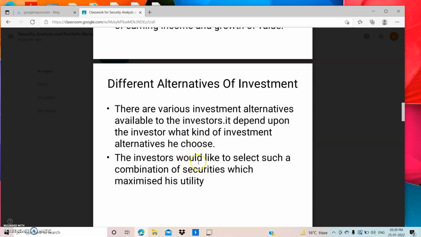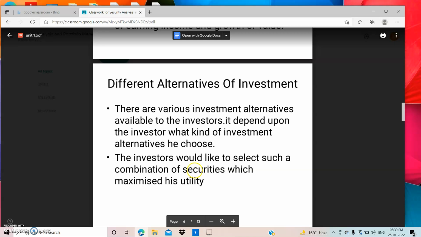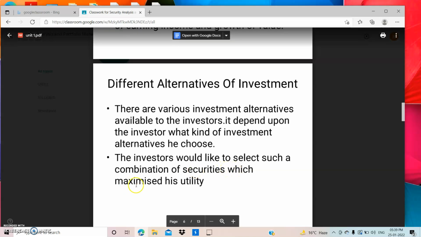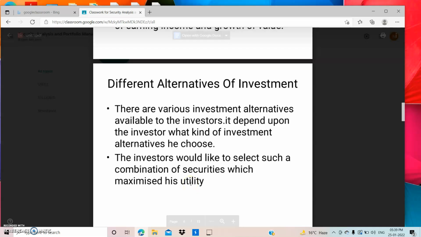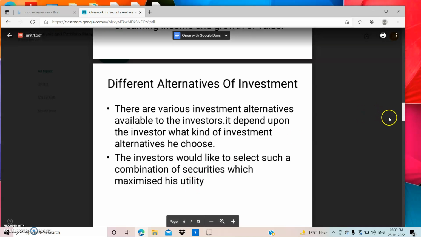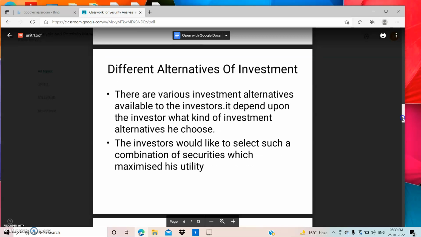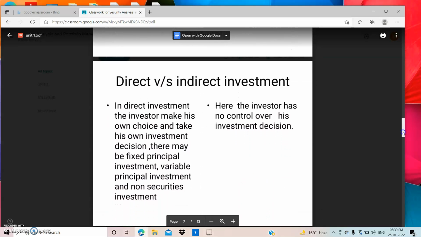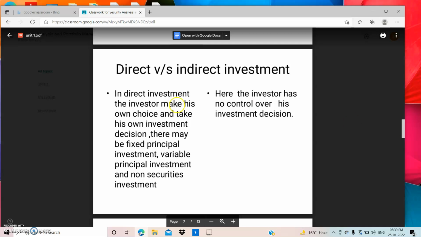Now an investor would like to select such a combination of securities or investments which maximizes his utility, meaning which maximizes his satisfaction, or which maximizes his benefit or profit. Now, investment can be categorized as direct investment and indirect investment.